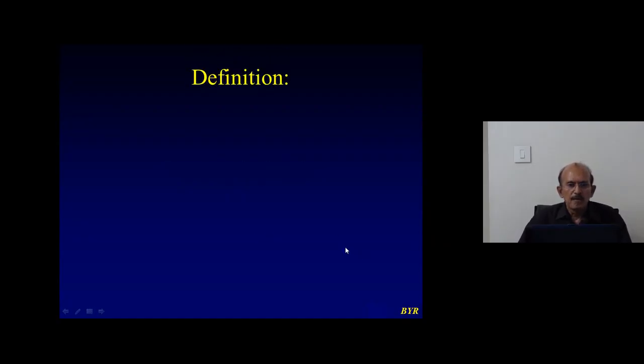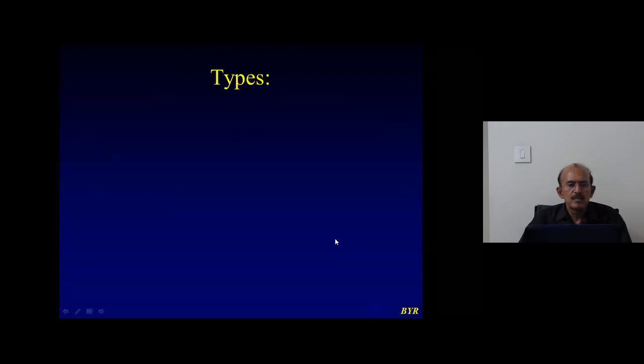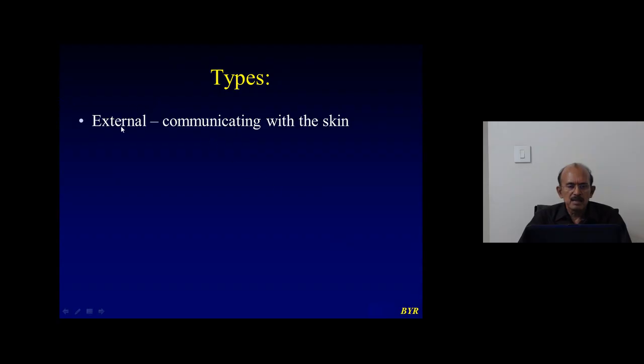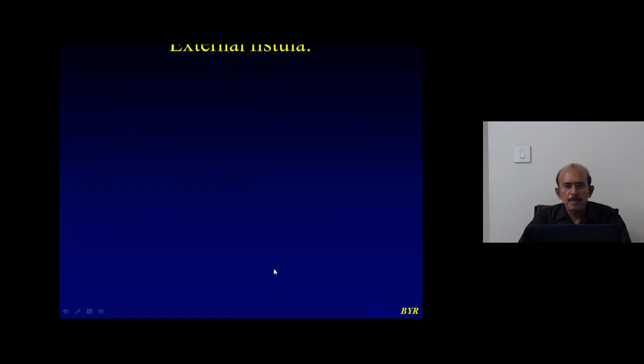Pancreatic fistula definition: communication of the pancreatic duct to another viscus or to the exterior. Types: they may be external or internal. External means they communicate with the skin. Internal means they communicate with other viscera, peritoneal cavity or pleural cavity.